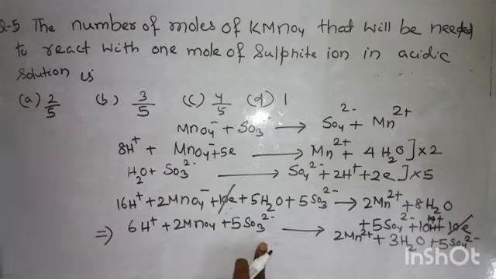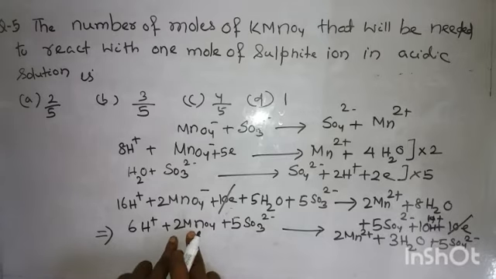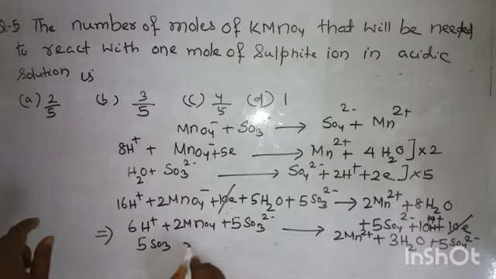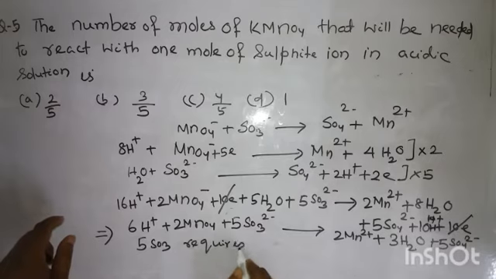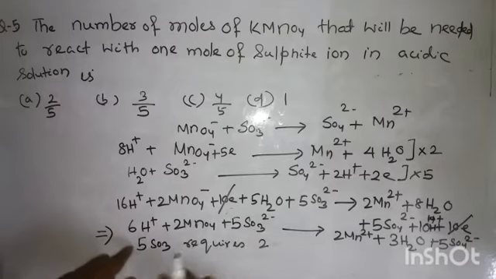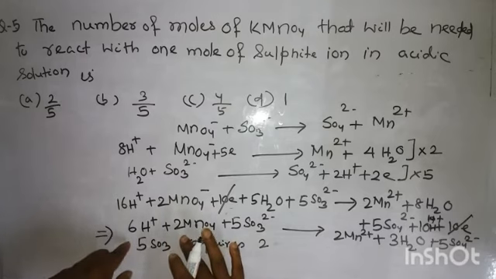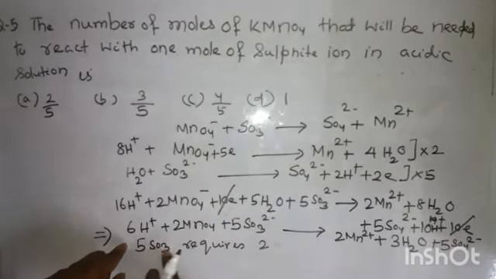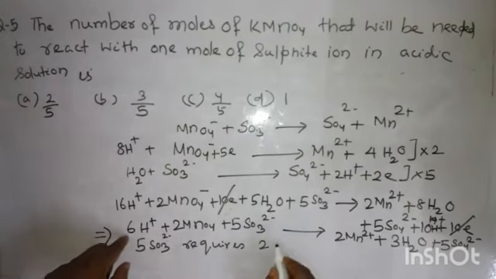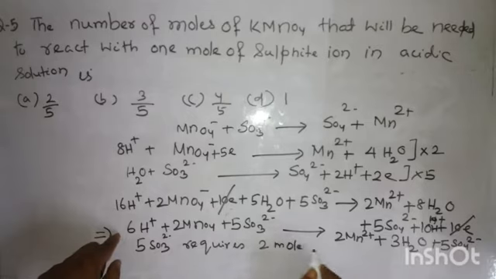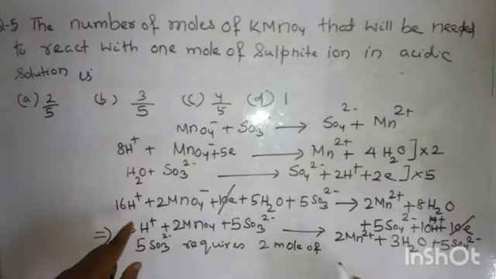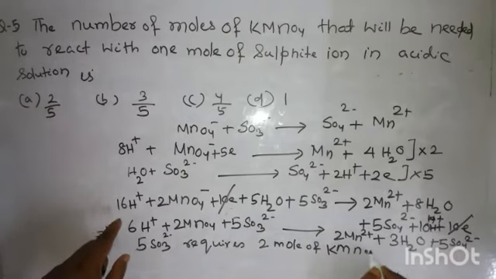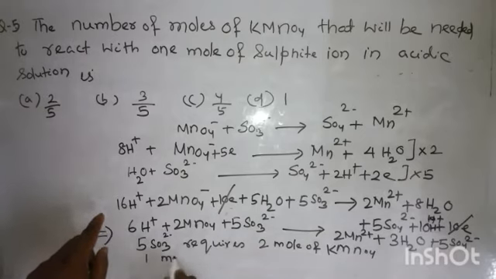And what are you observing? 2 MnO4 minus and 5 SO3 2 minus. 5 SO3 2 minus means 5 moles of sulfite ion. 5 moles of sulfite ion require 2 moles of MnO4 minus, that is KMnO4. 1 mole will require how much? 2 by 5 mole of KMnO4.